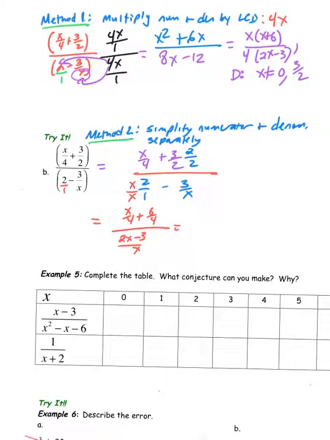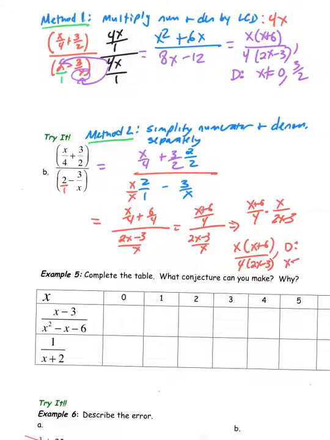I'll add those fractions in the numerator, x plus 6 over 4. The denominator is 2x minus 3 over x. When dividing fractions, we flip the denominator and multiply. So we have x plus 6 over 4 times x over 2x minus 3. And we're going to end up with the quantity x times x plus 6 over 4 times 2x minus 3, which is what we got before, and the domain will still be the same. x is not equal to 0 or 3/2.